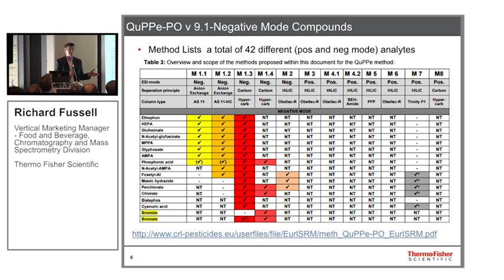either under the positive or the negative mode. And in the negative mode, this is the list of compounds. So these are ones which people are very familiar with. So for example, ethephon and its metabolite, glufosinate and metabolites, glyphosate, phosphonic acid, fosetyl, maleic hydrazide, perchlorate, chlorate, etc. So I think people are quite familiar with analysing these compounds, even if they have to use different methods.